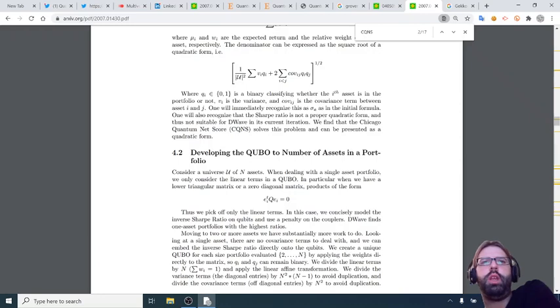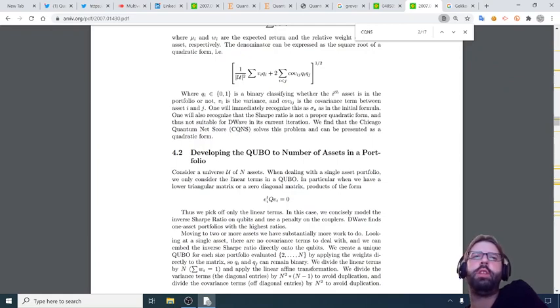We create a unique QUBO for each size portfolio by applying the weights directly to the matrix. So Qi and Qj can remain binary. We divide the linear terms by n, so they sum up to 1. Yeah, it's a bit confusing because it seems like they don't make a difference between when the weights are normalized or not.